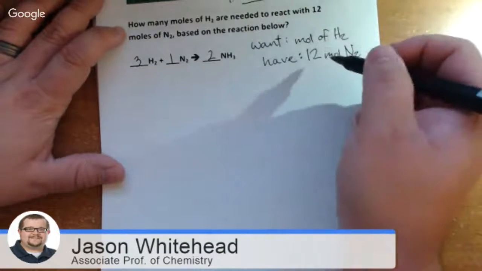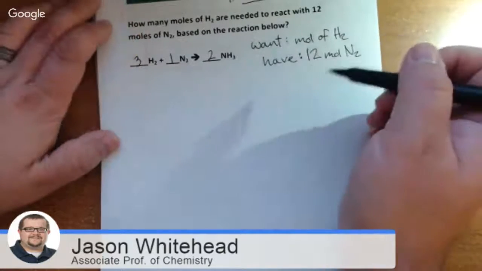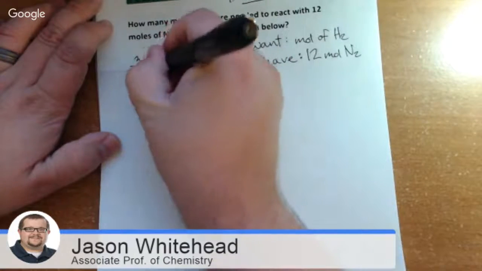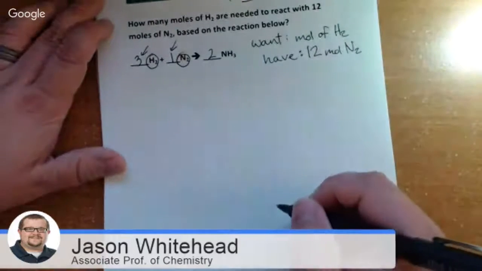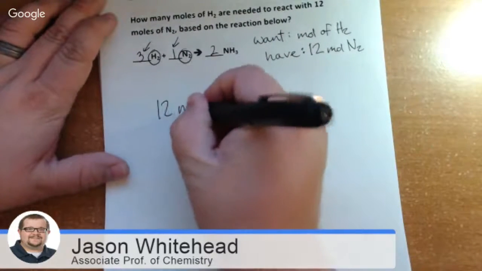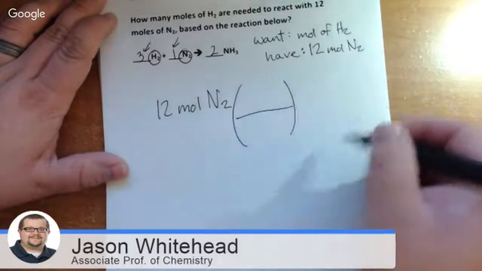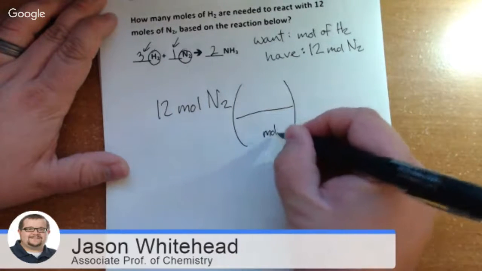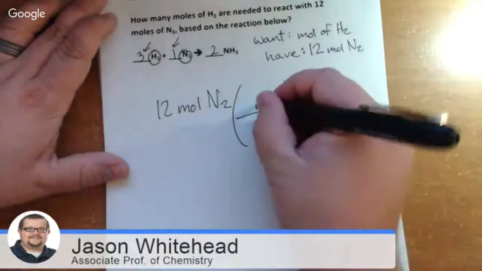Okay, you only need two coefficients. You're going to need what you have and what you want. I'm starting with N2. I'm trying to go to H2. So I'm going to need this, and I'm going to need this. So this sets up just like a conversion. I'm going to start with my 12 moles of N2, and then I need to cancel my moles of N2, and I need to end with what I want, moles of H2.